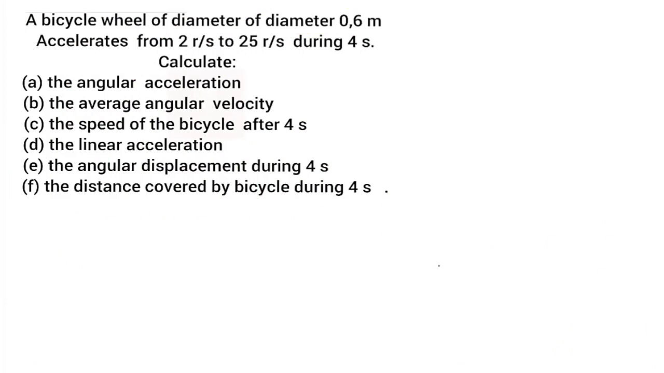In this lesson, we're going to be solving this problem. This problem is under angular motion. The problem reads as follows. A bicycle wheel of a diameter 0.6 meter accelerates from 2 revolutions per second to 25 revolutions per second during 4 seconds. Calculate angular acceleration, average angular velocity, speed of a bicycle after 4 seconds, linear acceleration, angular displacement during 4 seconds, distance covered by bicycle during 4 seconds.